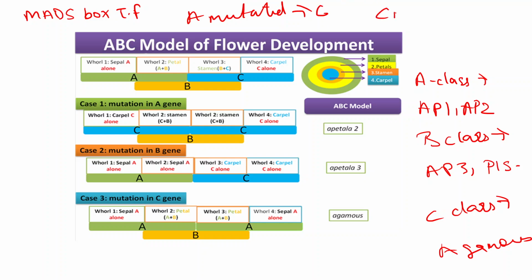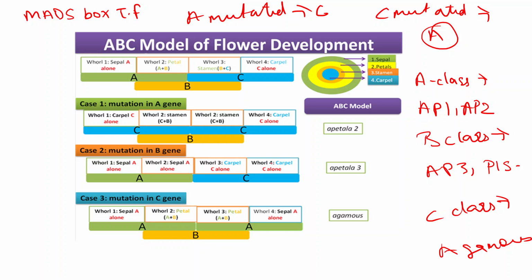And when C is mutated, then A comes into its place. So wherever there was C, A will come everywhere. When B is mutated, nothing can take over its seat. So sepal will be formed. Here A plus B requires petals, but since B is not there, only A is present. So again sepal will be formed. Here B plus C, but B is not there, so only C leads to carpel.